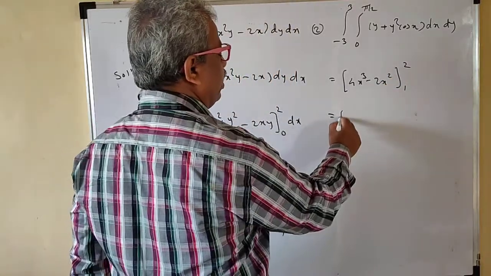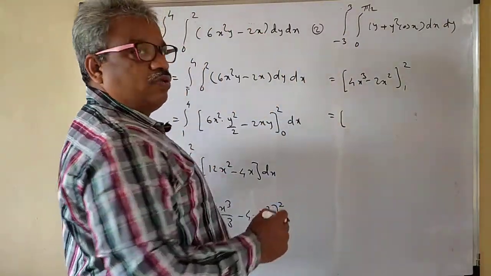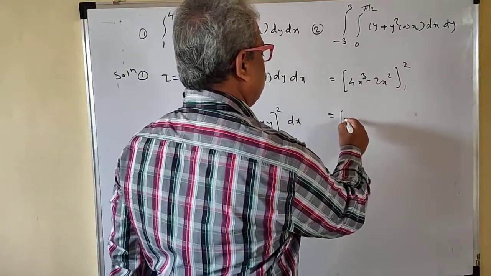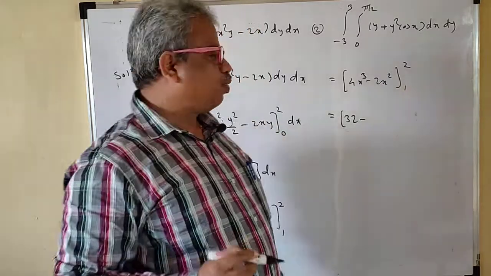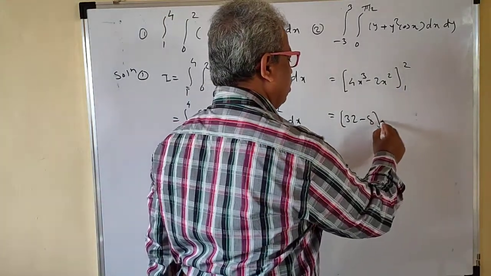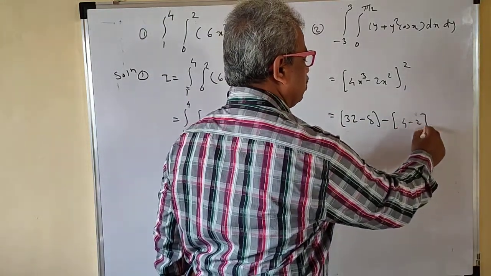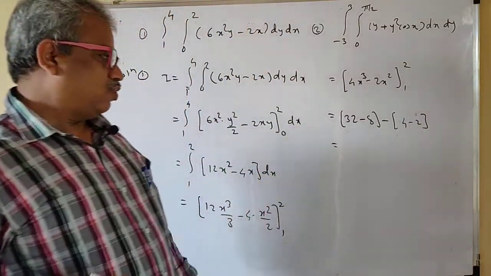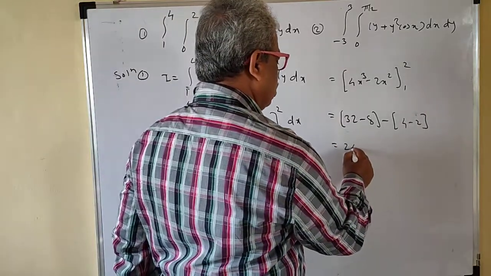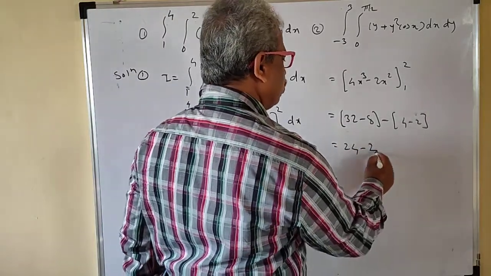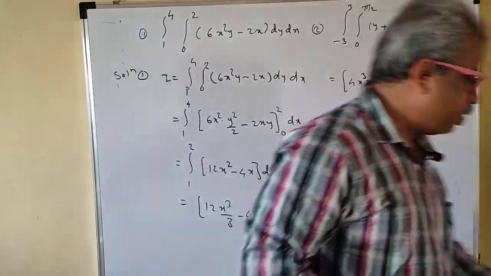First I will put 2 here. So 2 cube is 8, so this is 32, minus 2 raised to 2, that is 4, 4 into 2 is 8, minus, I put x is equal to 1 here, then this is 4 minus 2. So 32 minus 8 is 24, minus 2. 4 minus 2 is 2. So this is 22. So 22 is the answer.